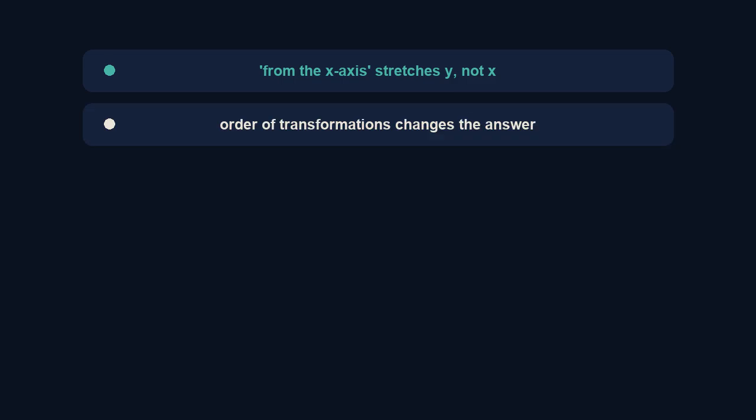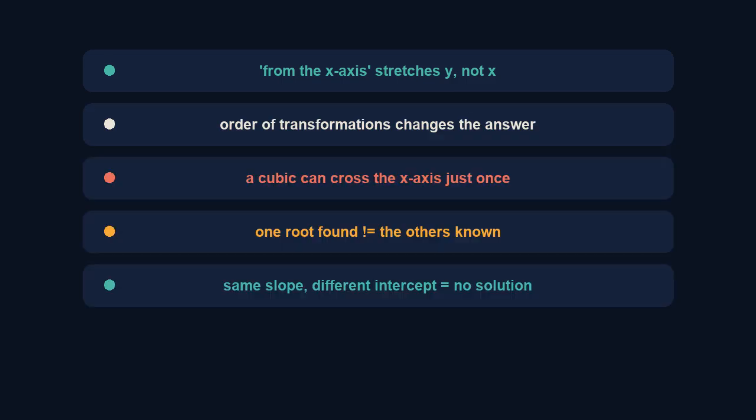So, from the x-axis stretches y, not x, order of transformations changes the answer. A cubic can cross the x-axis just once. One verified root tells you nothing about the rest. And matching slopes with different intercepts means no solution at all. That's most of algebra and transformations, right there. Now go get it right.